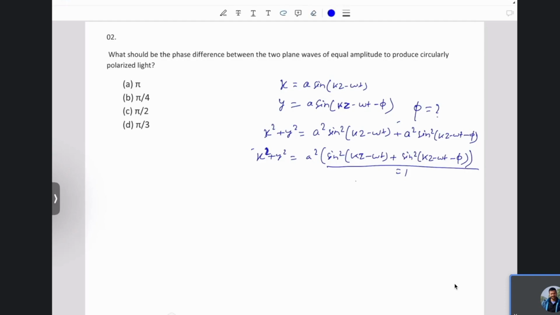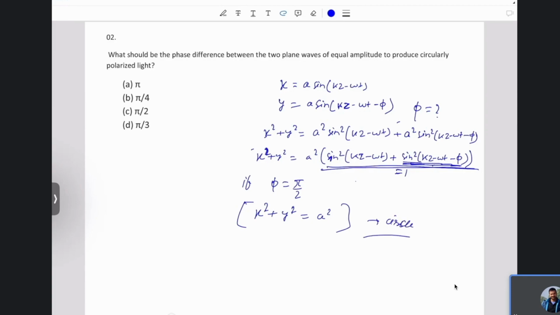Now how to make this quantity equal to 1? You have this sine square. If somehow we can make this quantity cos square (kz minus omega t), then cos square plus sine square theta, you know it's 1. To make this quantity into cos square theta, you need to take phi equal to pi by 2. If phi is equal to pi by 2, then x square plus y square is equal to a square, which is an equation of a circle. This way you can also understand.